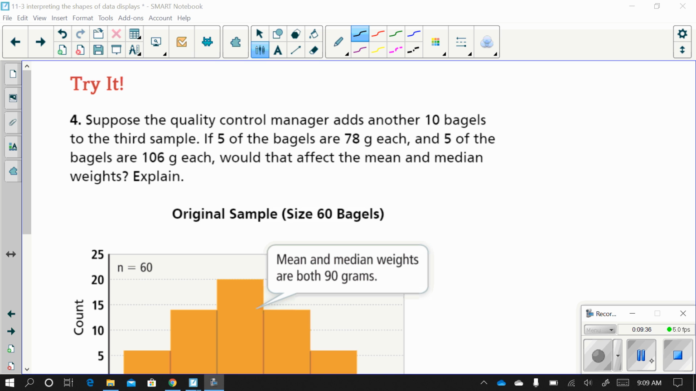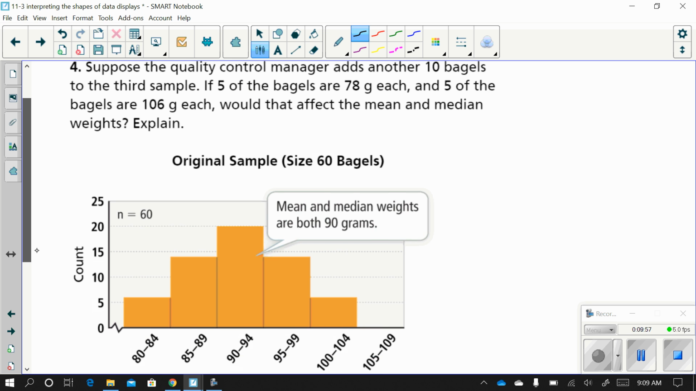Now let's talk about adding maybe another 10 bagels. This time I'm looking at the original 60 I picked plus another 10, so my total will be 70. Five of the bagels are 78 grams and 5 of the bagels are 106 grams. How would that affect the mean and the median?